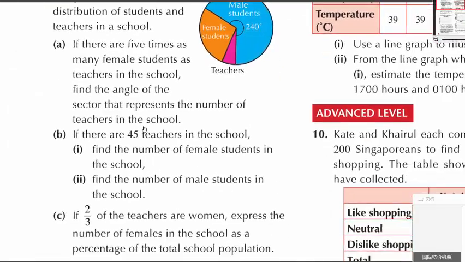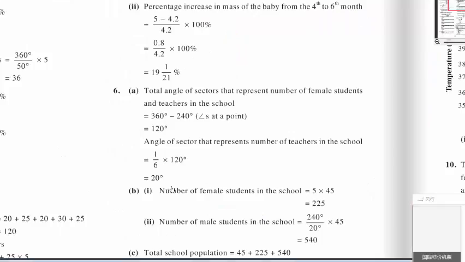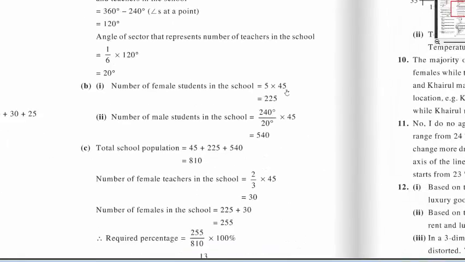Okay, next. There are 45 teachers in the school, which means that here 1 part is 45 teachers. Find the number of female students in the school. So you know that female students is 5 parts. Since it's 5 parts, you will have to take 5 times 45 to get the number of female students. So there we are, 5 times 45, and that represents the number of female students in the school. The answer will be 225. Bear in mind, you do have to write statement, working, and then the answer. Okay, then next.